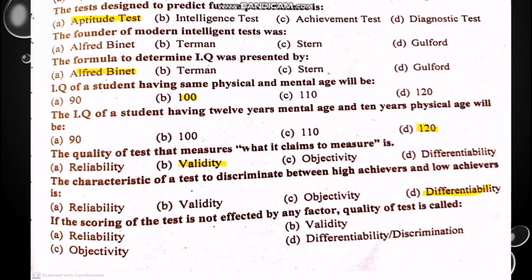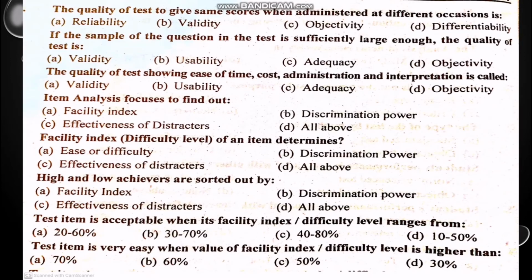So the right option is objectivity. Quality of a test to give same scores when administered at different occasions is reliability, validity, objectivity, or differentiability. So the right option is reliability. If the sample of questions in the test is sufficiently large enough, the quality of test is validity, usability, adequacy, objectivity. So the right option is adequacy.